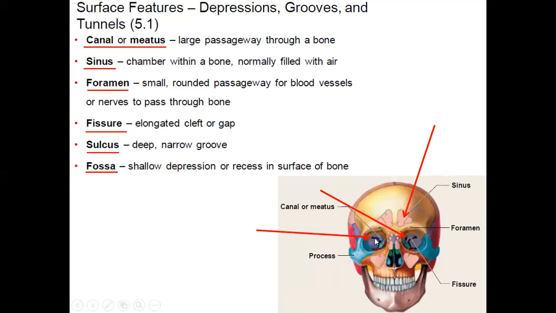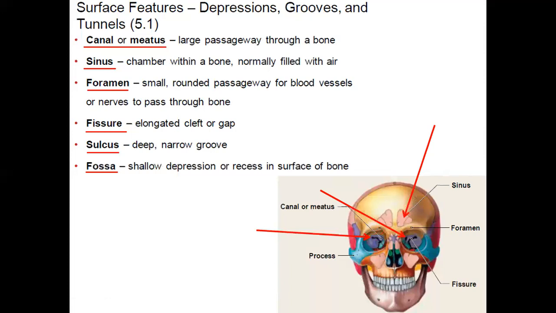There's a superior orbital fissure. So this is your orbit where your eye resides. Yeah, this is the orbit. So this fissure is called the superior orbital fissure. Right down here is the inferior orbital fissure. So you have two of them, two fissures at the back of your orbit.